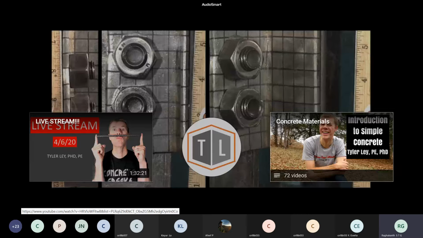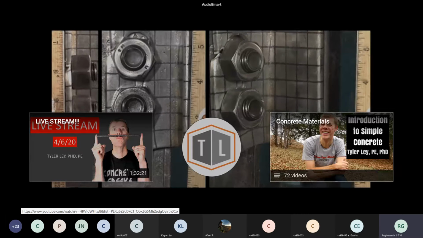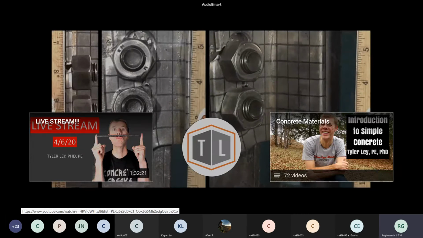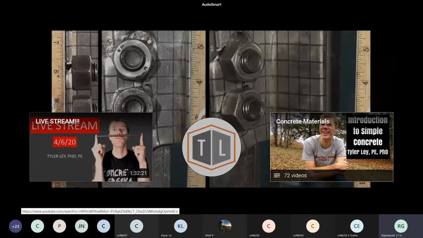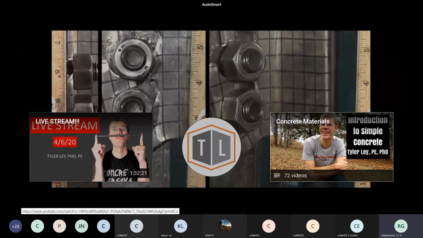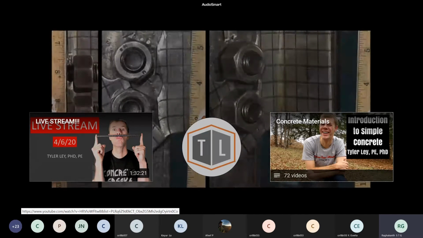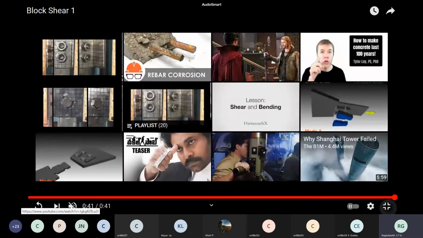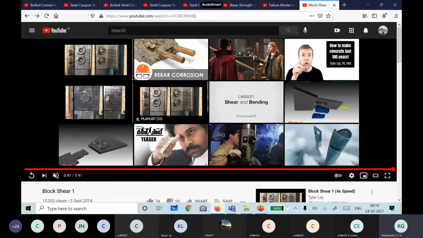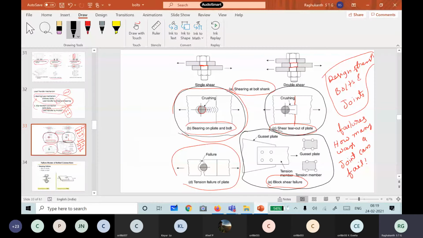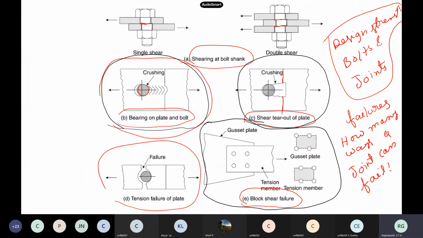I don't know how to remove this. You can see how these things have come out. For the block shear, the plate has almost given up. The bolts are fine, but the plate just goes up. This way there are several failures you can visualize. There are nice videos you can watch also.